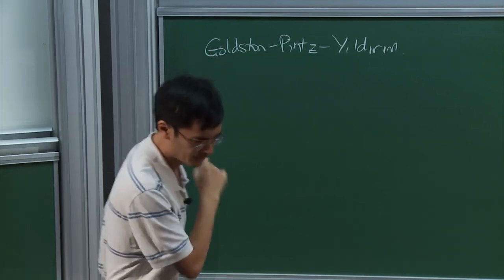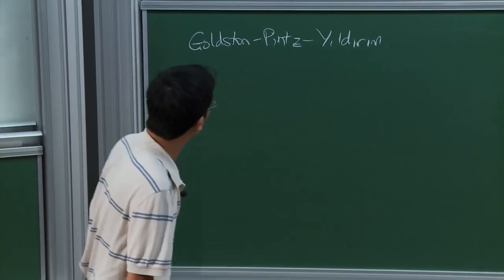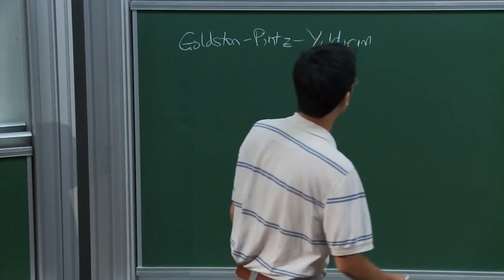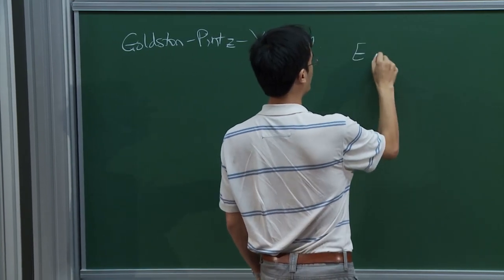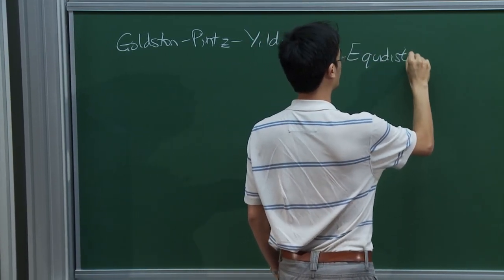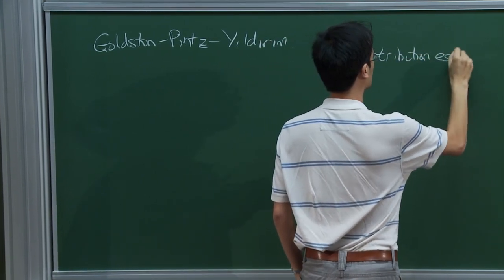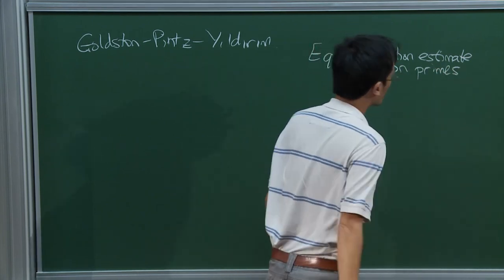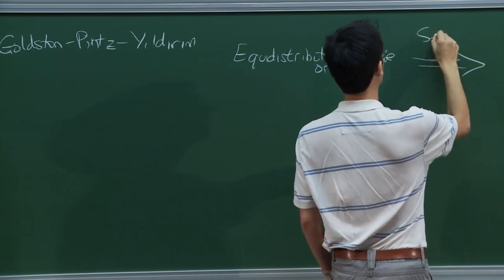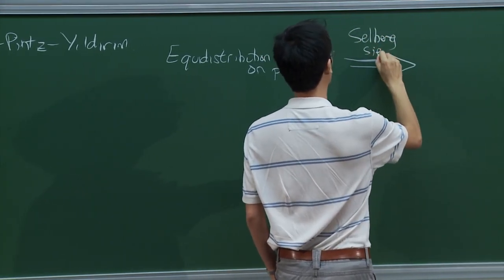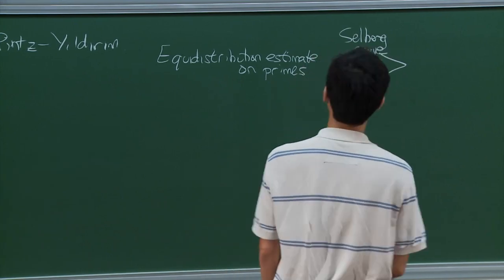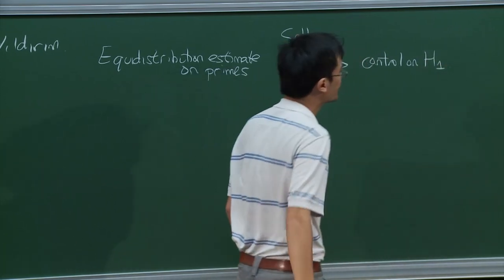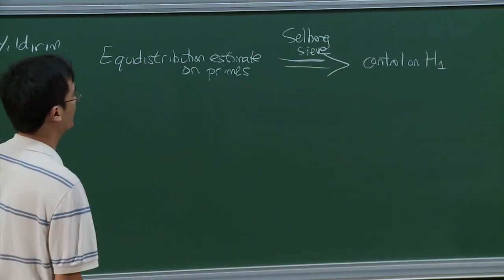I got some pins at Yoderum, and I've forgotten the precise year, the early 2000s. They introduced a method to control these things. What they found was that if you have a good equidistribution estimate on primes, then you can insert it into the machinery of the Selberg sieve. Okay, and you can get control at least on H1. Although initially in their method, you couldn't say much about higher H1s.